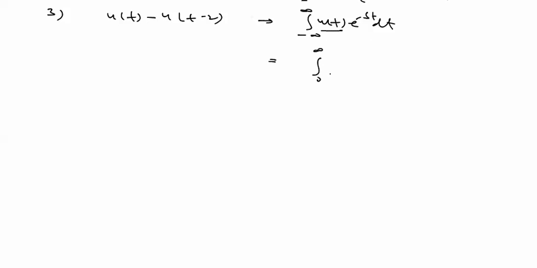Next example, the third one: u(t) minus u(t minus 2). We want to calculate the Laplace transform of it. Laplace of u(t) is the integral of u(t) e power minus st. For u(t) Laplace calculation, u(t) defines the range of integration. By solving the integration, we get this result, with real part of s greater than 0. So I directly write down the answer here.